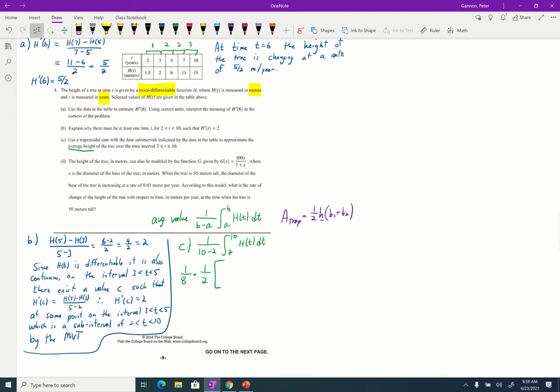So for the first trapezoid, the height's going to be 1, and your bases are 1.5 and 2. 1.5 plus 2. Plus, for the second trapezoid, your height is 2, and your bases are 2 and 6. So 2 plus 6. For the third trapezoid, your height is 2, and your bases are 6 plus 11. And finally, for the fourth trapezoid, your height is 3, and the bases are 11 and 15.